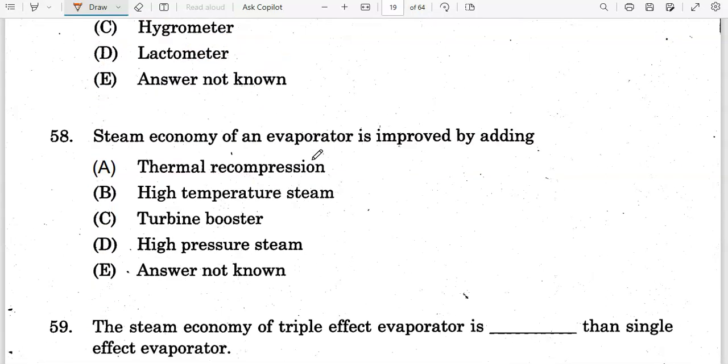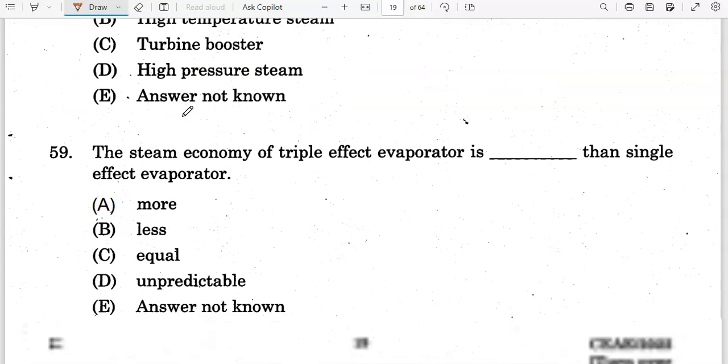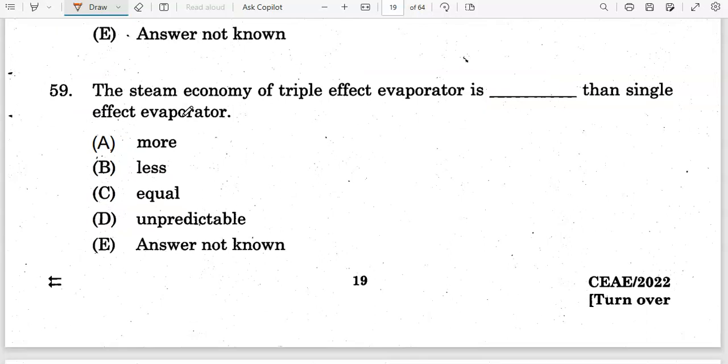Next question. Steam economy of an evaporator is improved by adding thermal recompression. Option A is the correct answer. So it can be improved by thermal recompression. Next question. The steam economy of a triple effect evaporator is more than the single effect evaporator. Steam economy is always higher for a triple effect evaporator. It is more. So option A is the correct answer.